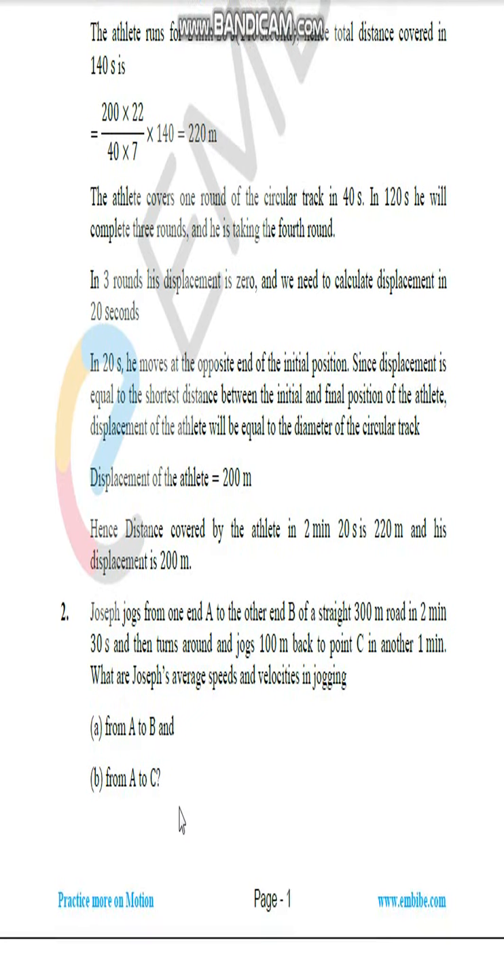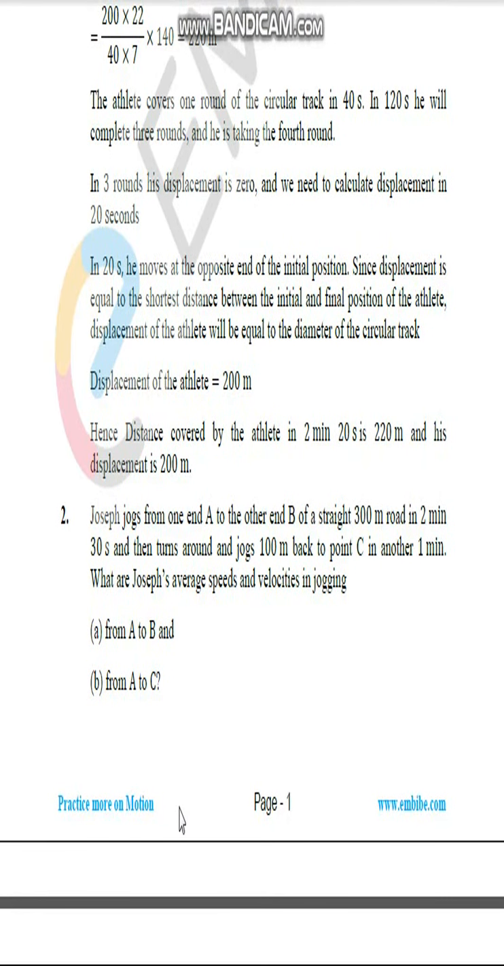Now we will move ahead to our second numerical. The second numerical is: Joseph jogs from one end A to the other end B of a straight 300 meter road in 2 minutes 30 seconds. What it means is, there is a straight road. One end of the road is named A and the other end is named B. It is 300 meters, and Joseph covers that 300 meters in 2 minutes 30 seconds.